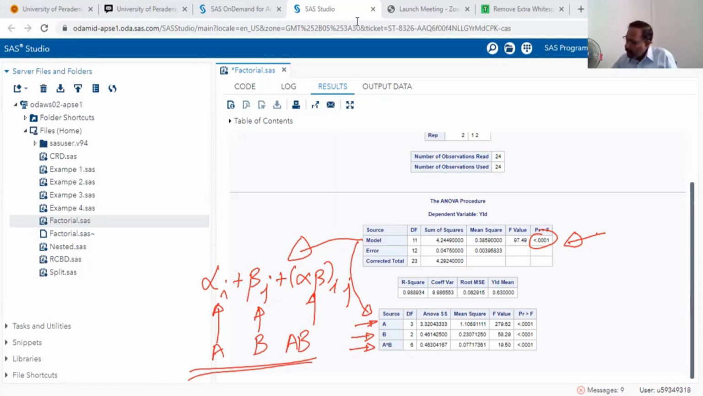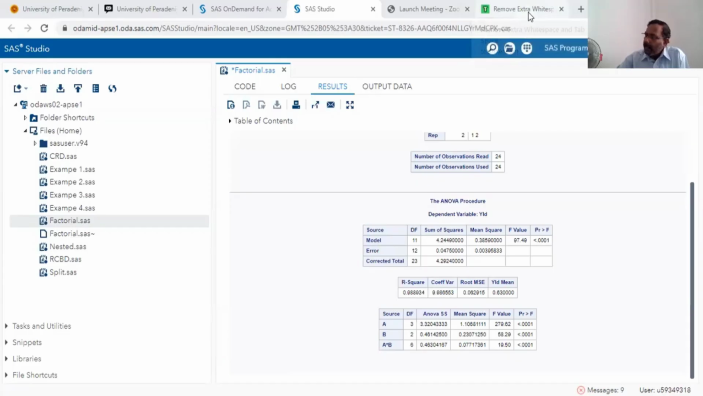Now you see, what is the degrees of freedom for A? 3. Degrees of freedom for B is 2. Degrees of freedom for AB is 6. So if you add all these, it is the degrees of freedom for the model. Similarly, if you add all the sums of square, that is the sums of square for the model. Right? As I mentioned earlier, that is how the model is split. Clear?